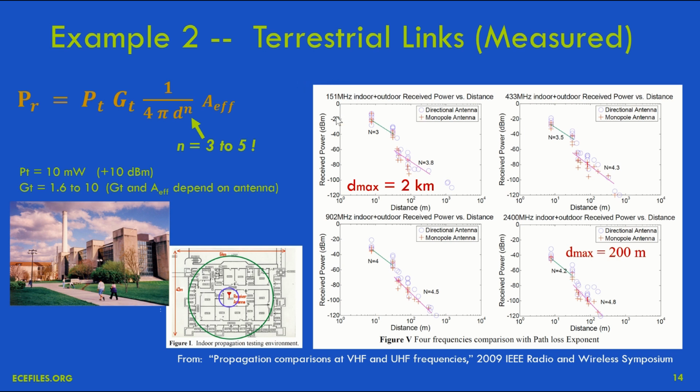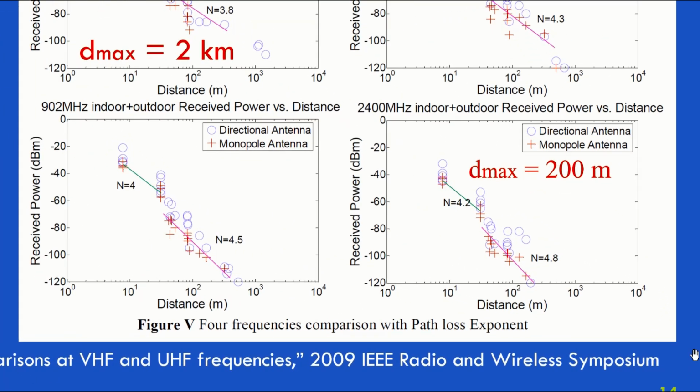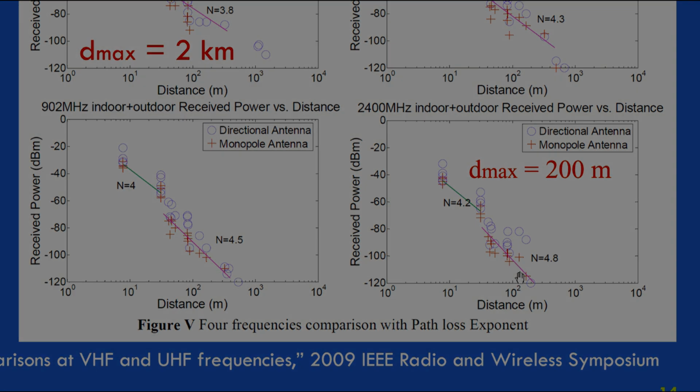But that was at 151 megahertz. At 2.4 gigahertz, which is where Wi-Fi tends to work, the powers roll off much faster. And the maximum range we're able to get is about 200 meters. This break right here is where we had to leave the building, and we're now down in the parking lot. But you can see some of the path loss exponents, 4.2 and 4.8. These are just best fit lines.